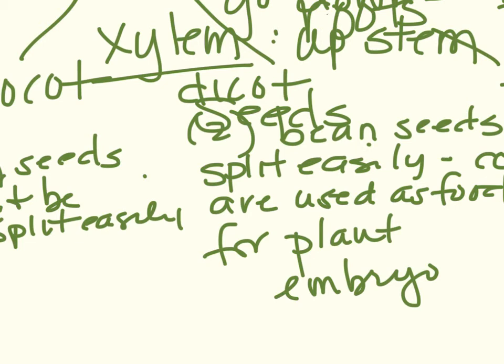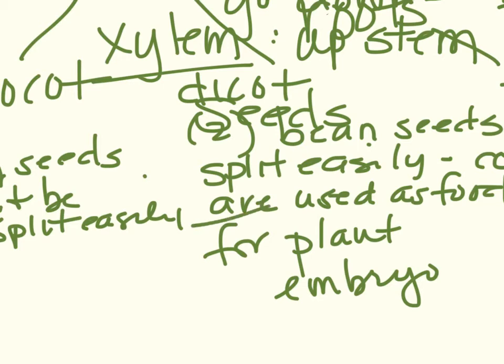So that's it. 1, 2, 3, 4, 5, 6, 7. So we have stomata, which is how the plant breathes. Vascular system, which is how water and nutrients go up and down the stem. Roots, which is how nutrients get in and out of the soil. And seeds. And we've already covered tropisms.